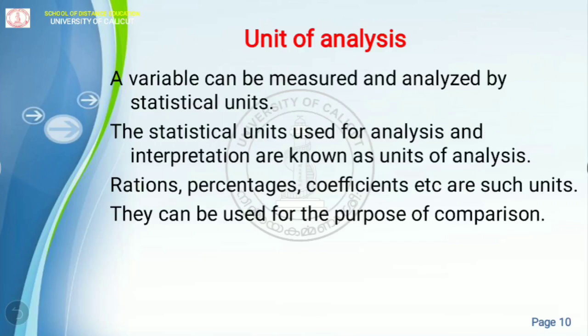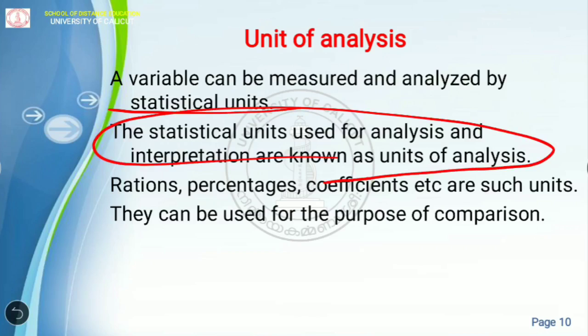Okay. So the unit of analysis. A variable can be measured and analyzed by the statistical unit. The statistical unit's focus for analysis and interpretation is known as unit of analysis. Ratios, percentages, coefficients of correlations, those coefficients are the units. So such units are used for analysis and interpretation in our research. Okay.